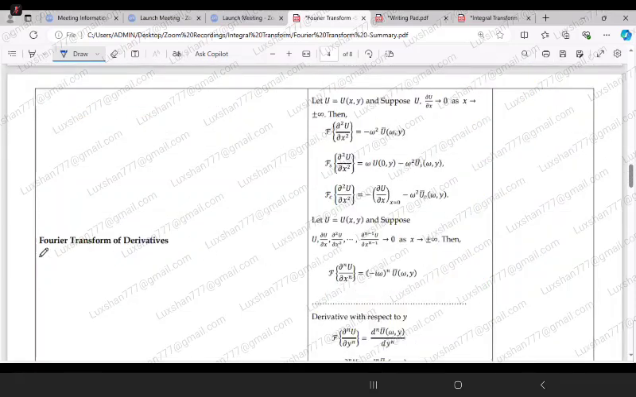Then we discussed the Fourier transform of derivatives. Why are we discussing this? Because now we are going to study partial differential equations, solving partial differential equations. This is actually the infinite case, where our variable is x, with the condition that u and ∂u/∂x tend to 0 as x tends to infinity. The second derivative you can put in this way, and the nth derivative you can put in this way.